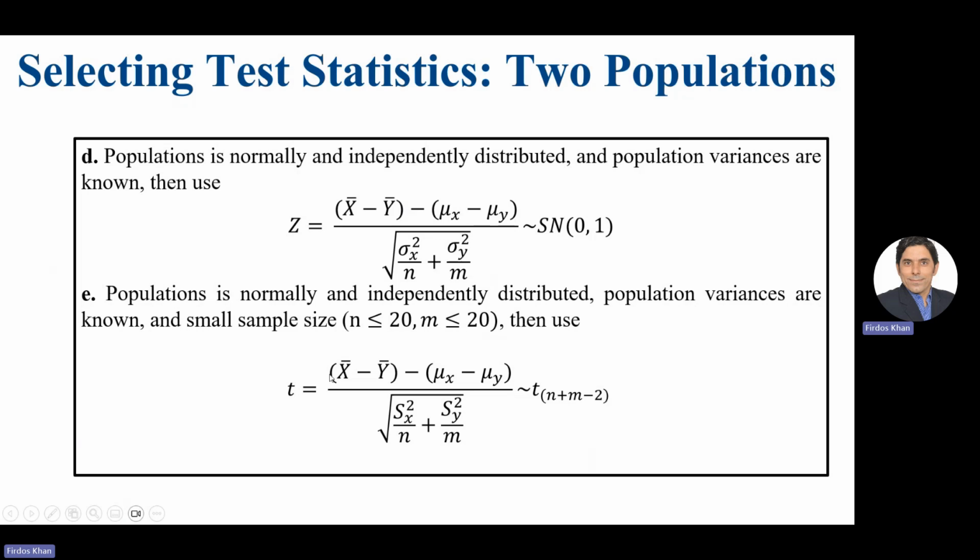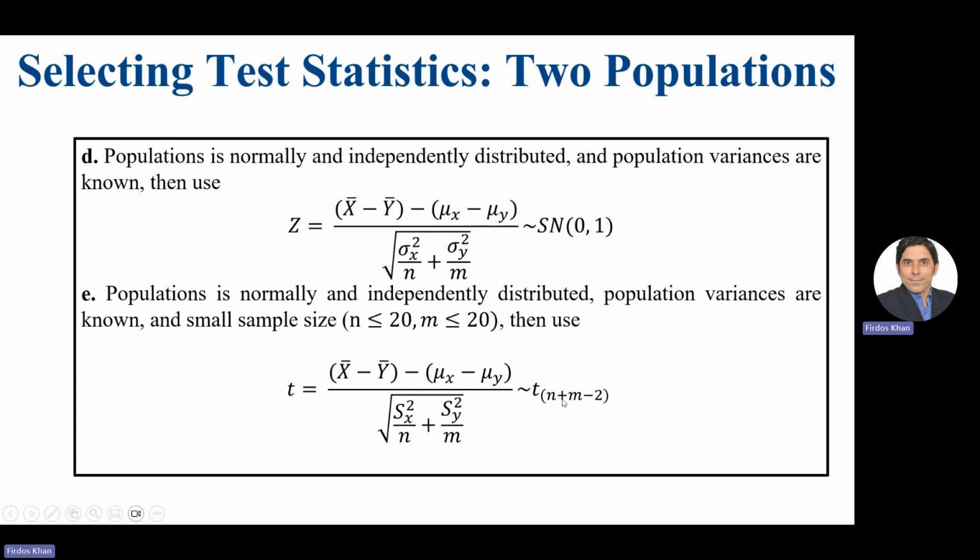Then you can use the t distribution, as we have used in the single population case, that is the sample mean from the first population, the sample mean from the second population, and then in the same way the means of the first population and second population. And remember that variances are unknown, so you need to calculate the sample variance from the first population and the sample variance from the second population, and again n and m are the sample sizes for the first and second population respectively. And this has a t distribution with n plus m minus 2 degrees of freedom.